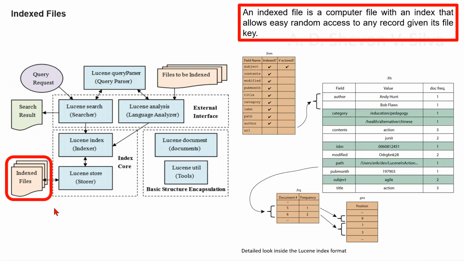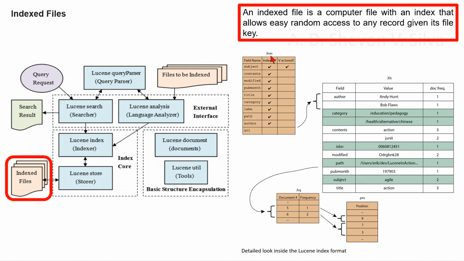Now we are focusing on index files. An index file is a computer file with an index that allows easy random access to any record given its file key. Here you can see a detailed look inside Lucene's index format.